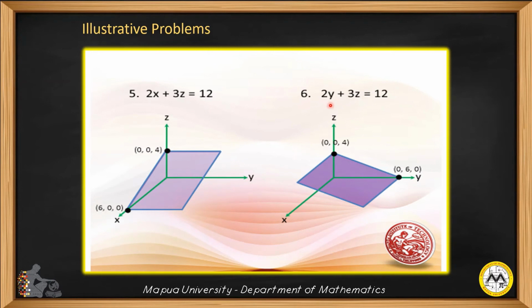Okay, so as expected, for 2y + 3z = 12, you first draw the line that is lying on the yz plane. So that will be this line here connecting the points (0, 6, 0) and (0, 0, 4), which are the intercepts. And then you let this line run parallel to the x-axis, so that you are able to generate this plane.